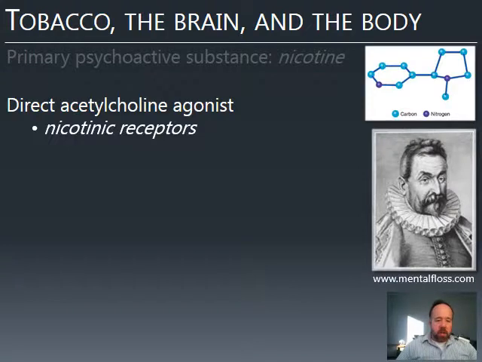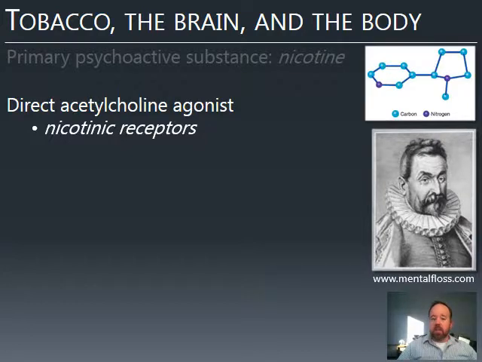So what does this direct acetylcholine agonist mean? Well, it means it's working on the receptors that use acetylcholine. In fact, it's working the acetylcholine system. It is an agonist, which means it enhances or mimics acetylcholine, as opposed to an antagonist, which shuts that neurotransmitter system down. So nicotine is an agonist.